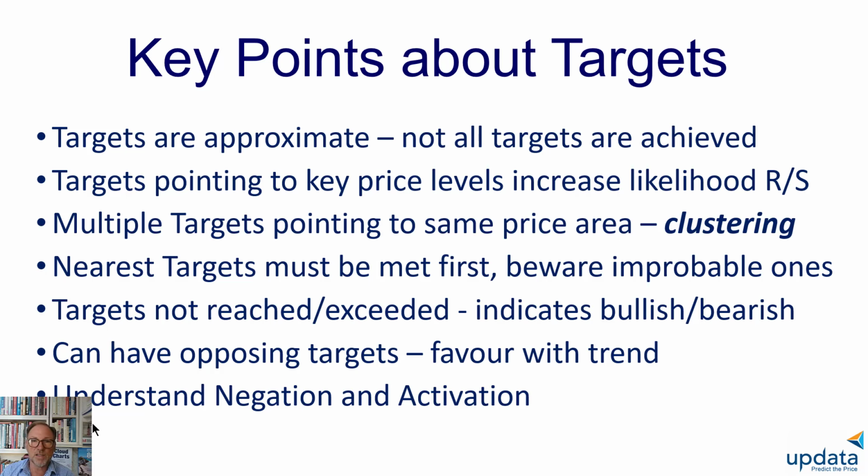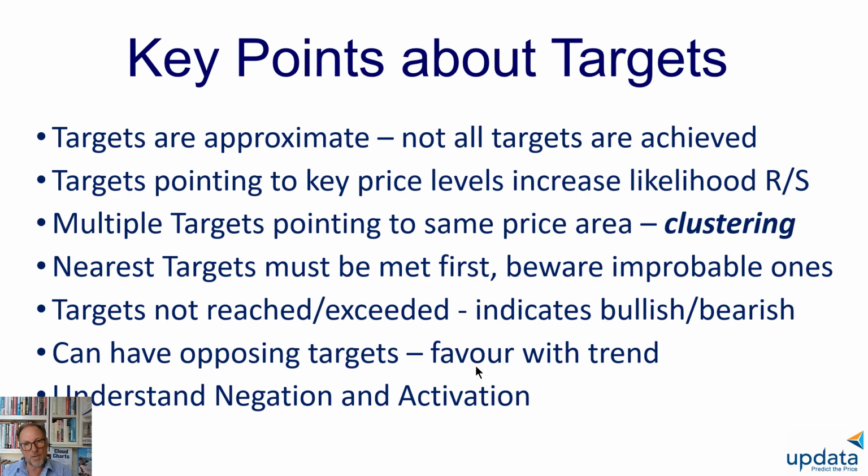The targets pointing to key price levels of resistance and support increases their likelihood. Multiple targets pointing to the same price area, I showed you on different charts how you're getting to the same area on that oil chart, or if you're getting different targets on the same chart pointing to an area, that's what we call clustering, and it increases the likelihood as well. The nearest targets must be met first. Beware of improbable ones. Targets not reached or exceeded indicate bullishness and bearishness. So that's what I talked about. The achievement of targets is quite key.